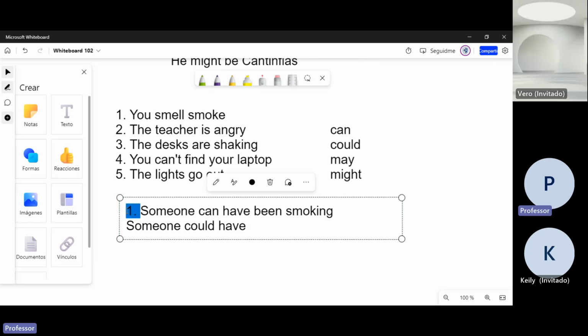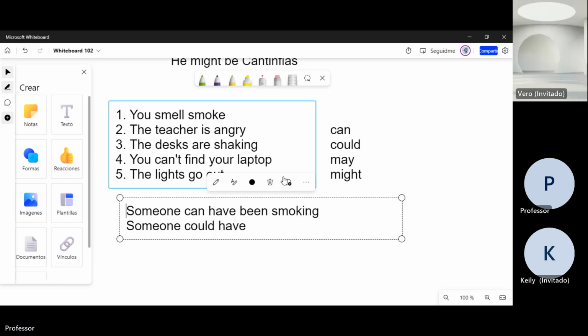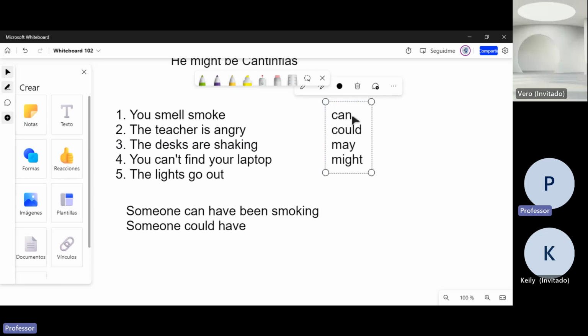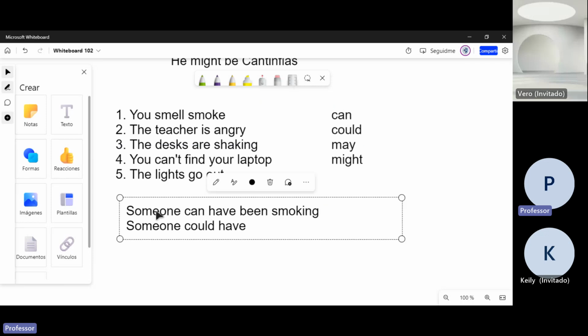Okay, so I said with number one, exercise number one, you smell the smoke. That's the situation. So let's think what could have happened in the past. So now in the present, I smell smoke. So I'm going to use the four modal verbs: can, could, may, or might. And I said with can, which expresses more probability, I can say someone can have been smoking. With could, someone could have, I don't know, started a fire.